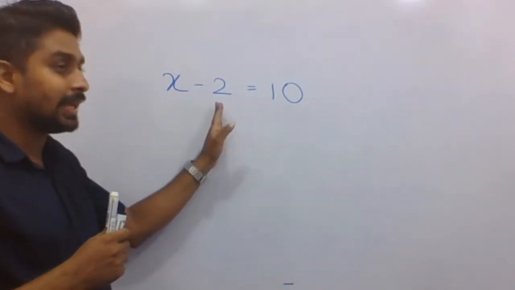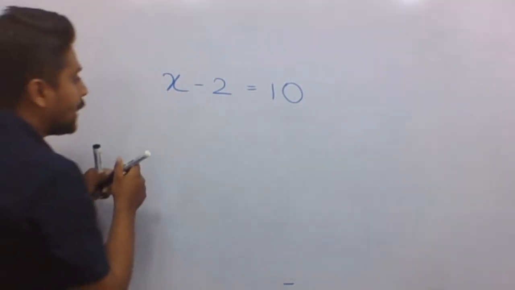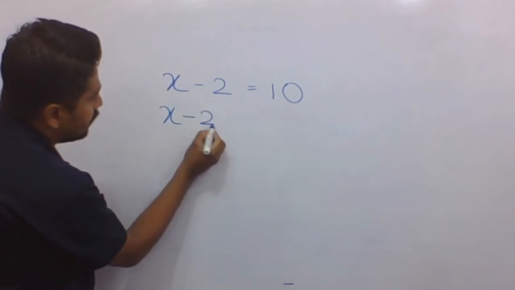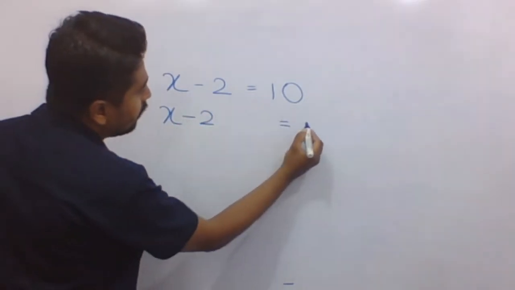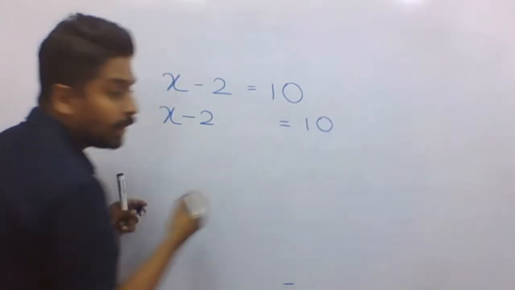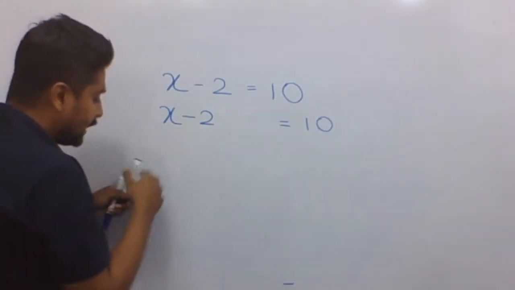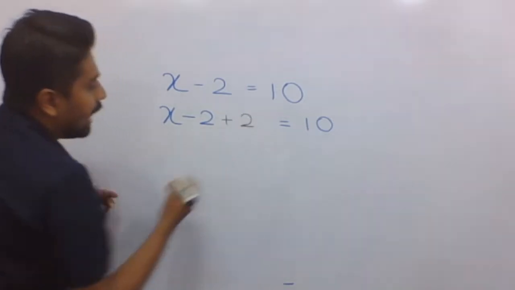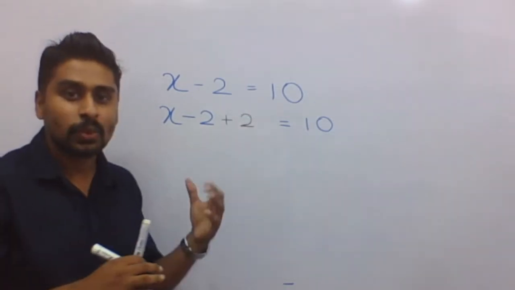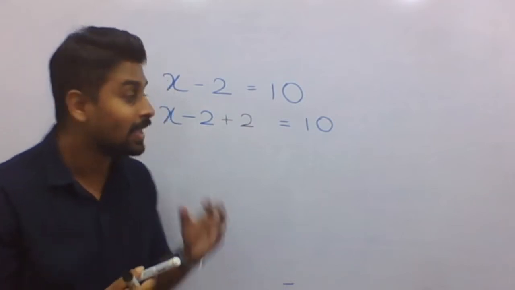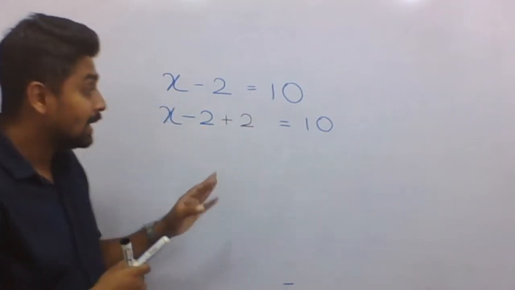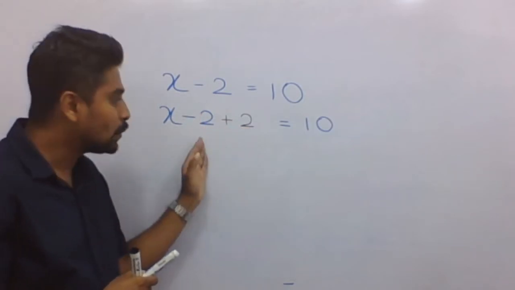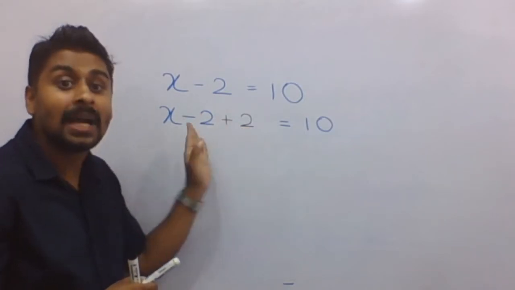Look, I am going to show you x minus 2 here equals 10. So to remove this minus 2, I will put plus 2. Look, I told you, what is the opposite of minus 2? Plus. So I have to do what? Plus 2. Then minus 2 plus 2 cancel, right? Minus 2 and plus 2 cancel and it becomes 0.